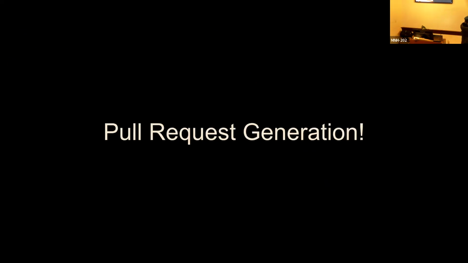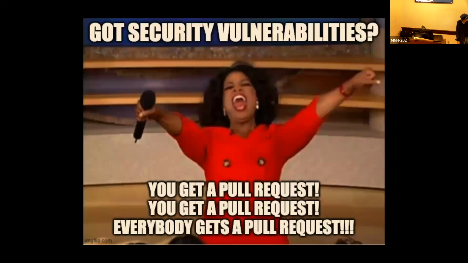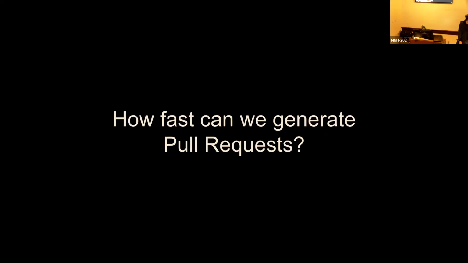Yes. So let's talk about pull request generation. So we've talked about actually fixing the vulnerabilities, right? Detecting, fixing with rewrite. How do we actually generate the pull requests and give these things to maintainers? You've got a security vulnerability, everybody gets a pull request. So let's talk about the problems with pull request generation. How fast can we generate pull requests?